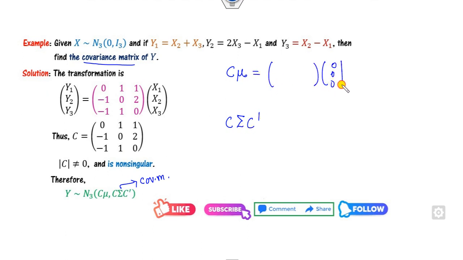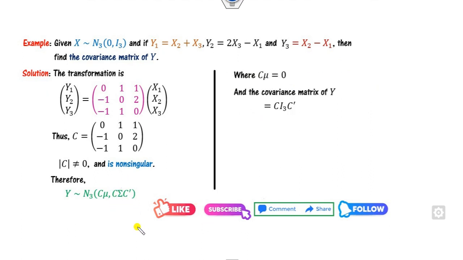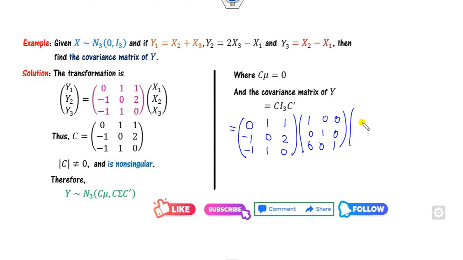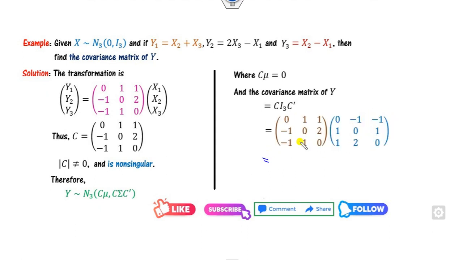Mu is my 0, 0, 0. So if you multiply this value, c will be here, then you will get 0. And this is my covariance matrix. So I can substitute the value of the c: 0, minus 1, minus 1, 1, 0, 1, 1, 2, 0. I is my identity. So 0, 1, 0, 0, 0, 1 and c will be my here. Fine. Now you can multiply them because I is identity.